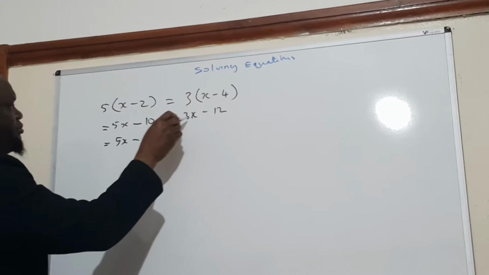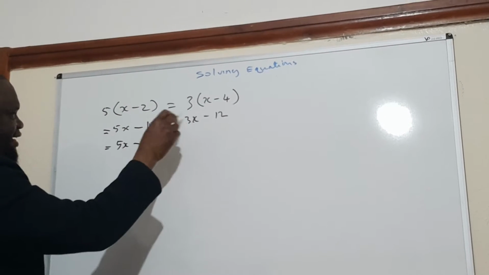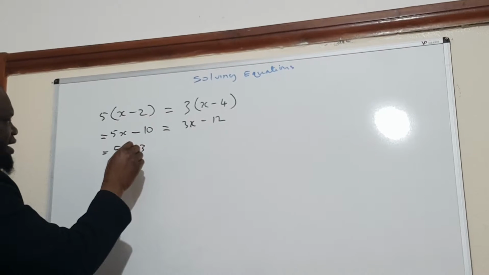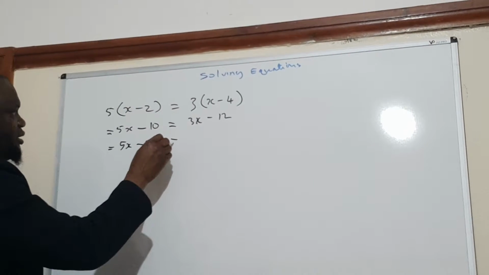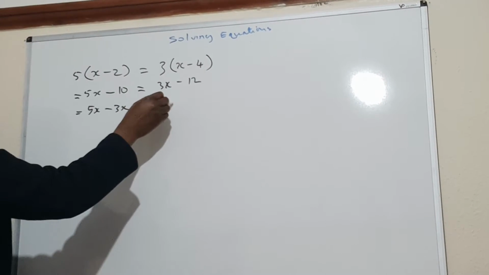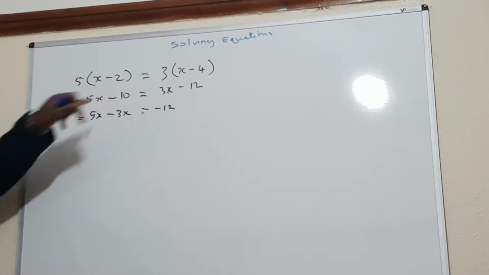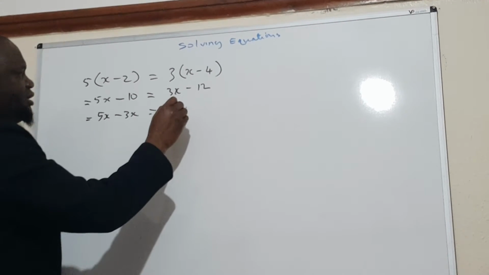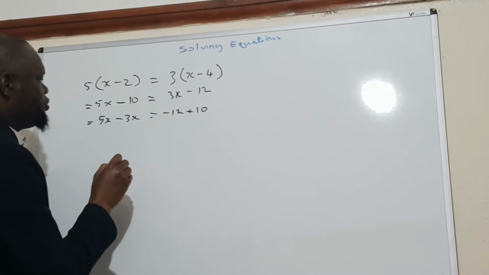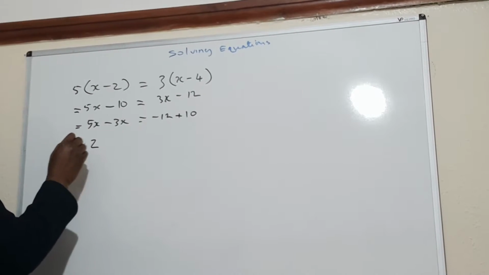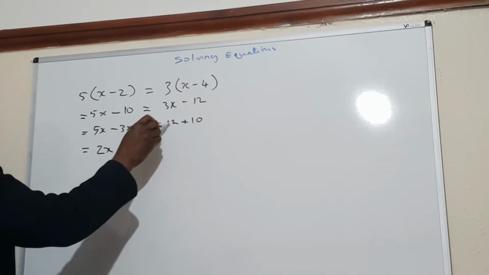Minus 3x. When you move over the equal sign, plus 3x becomes minus 3x. Equal to. Our minus 12 is already there, isn't it? But when we move minus 10 over the equal sign, it becomes plus 10. So here we'll have 2x is equal to, what is minus 12 plus 10?